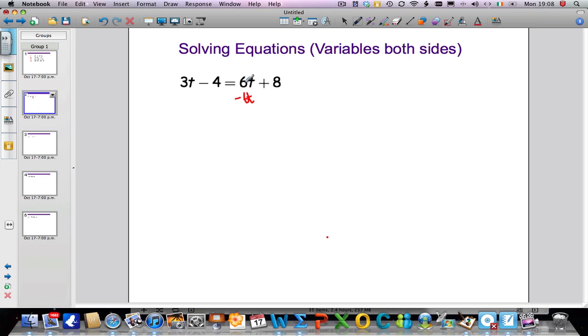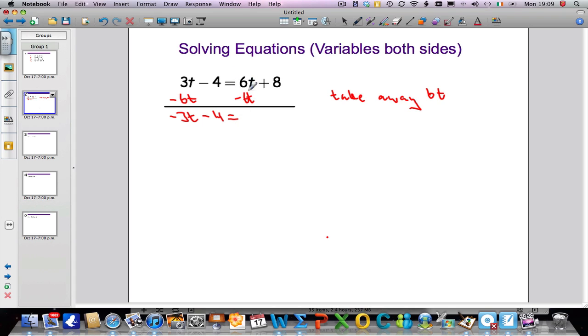And if I take away 6t on this side, as with all equations, what I do to one side I must do to the other. So I'm going to take away 6t here as well. Let's draw a little line underneath it. So both sides of the equation I'm taking away 6t. Alright, 3t take away 6t is minus 3t. 3 take away 6 is minus 3. The minus 4 I haven't touched, so that's still there. The equal sign is always directly underneath, as always.